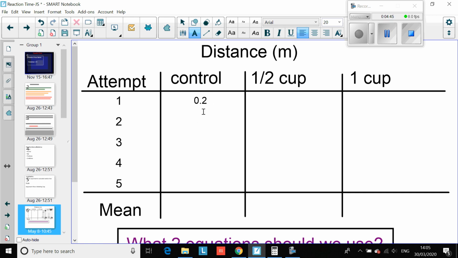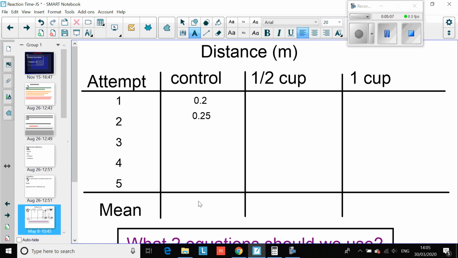Let's just say for the next one, the second time you try it, it fell, I don't know, 25 centimeters, so that would be 0.25. Okay, and so on and so on until you've done 5 repeats. Then it's simply a question of calculating your mean.